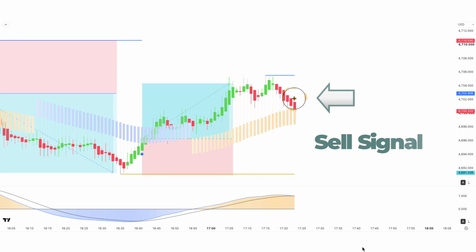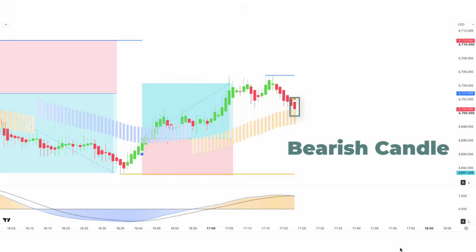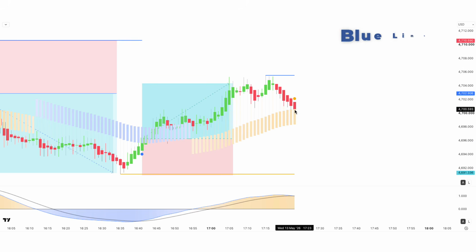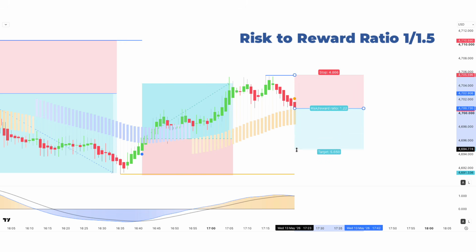Here, the Nadaraya-Watson regression label down is a sell signal. Here, the liquidity sweeps indicator shows the orange area. Here, the market has made a bearish candle to give confirmation. So all our conditions are being fulfilled, so we are placing an order to sell. Our stop loss is to be placed at the blue line, and the risk to reward ratio will be 1:1.5.